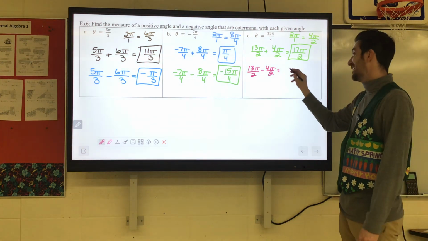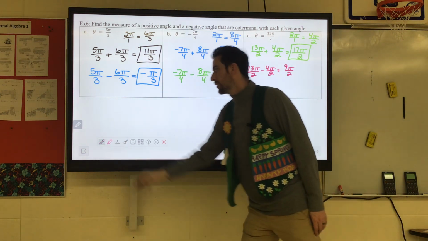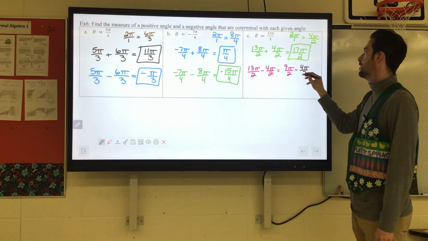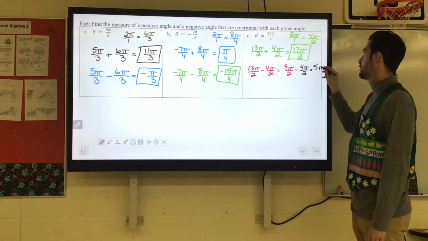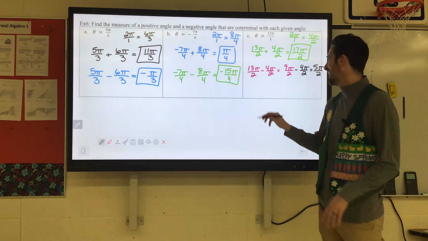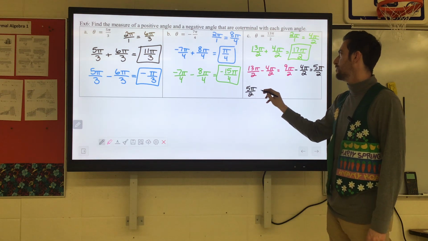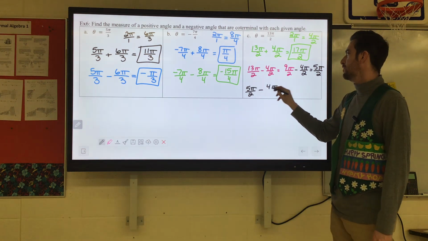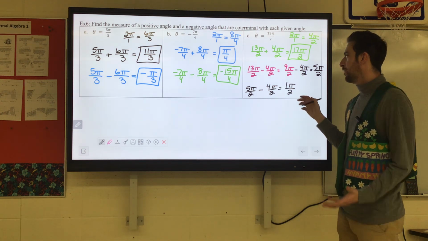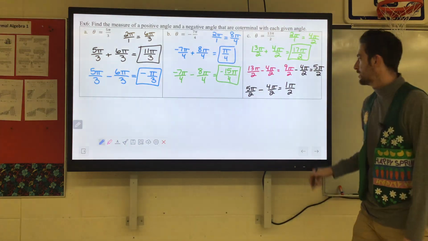13 minus 4 is 9, so we're still positive. So we're going to have to subtract another rotation, which is another 4 pi over 2. And that will give us 5 pi over 2. Holy cow, we're still positive. We're just so positive today. So let's subtract another rotation. 5 pi over 2 minus 4 pi over 2. Oh my gosh, that's still 1 pi over 2, or pi over 2. We're still positive. These are all positive coterminal angles.